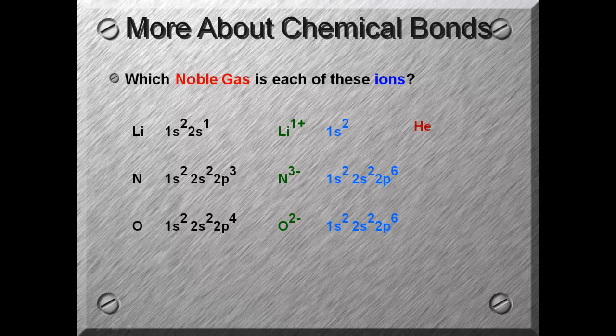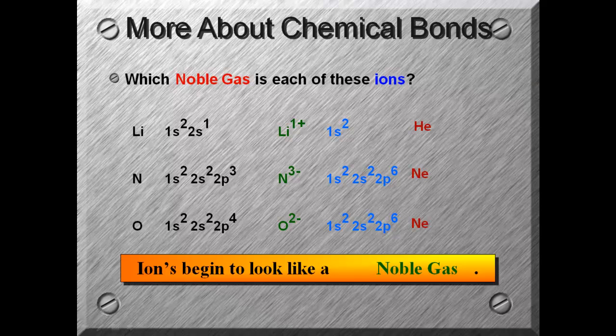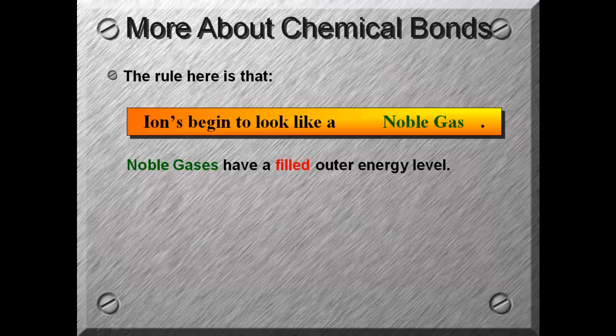Nitrogen will gain 3 electrons. When it gains 3 electrons, it becomes a negative 3 ion. Therefore, it has a 2s2, 2p6 outer energy level, which is the same as neon. Oxygen has a negative 2 when it becomes an ion, and that electron configuration is the same as neon. So ions begin to look like noble gases when they become positive or negative, lose or gain electrons. The rule here is that ions begin to look like a noble gas.